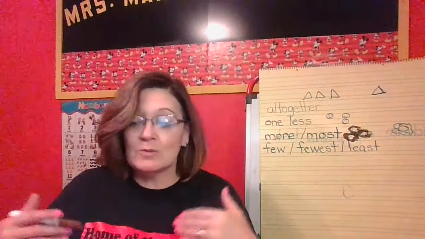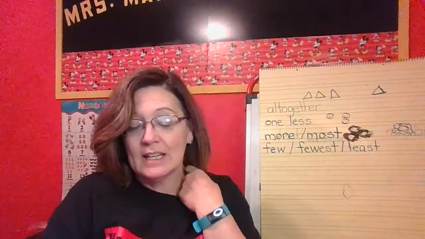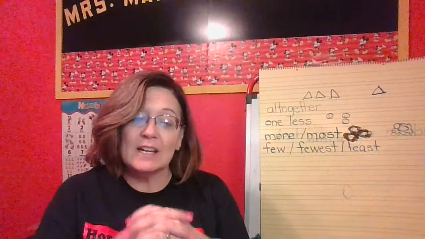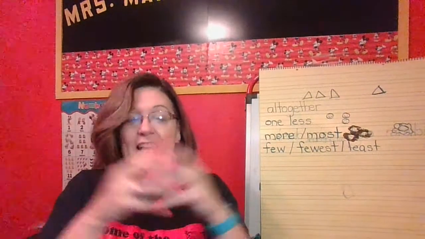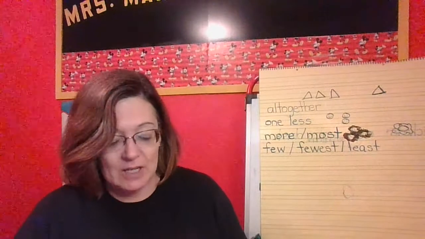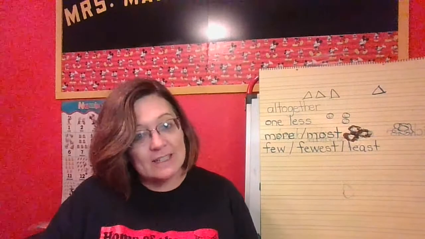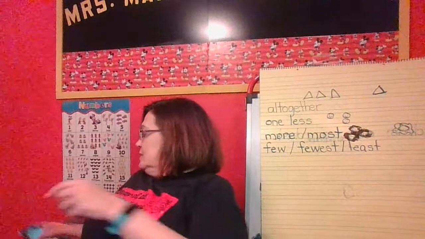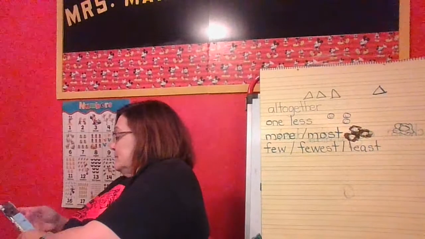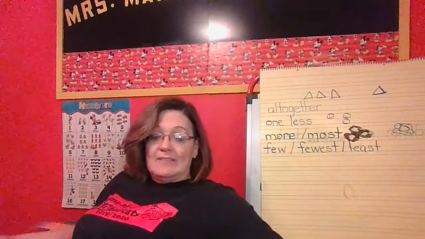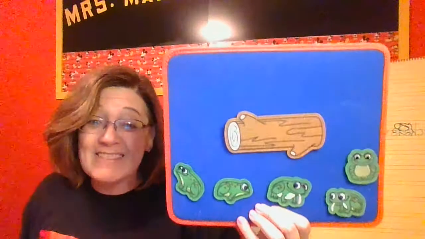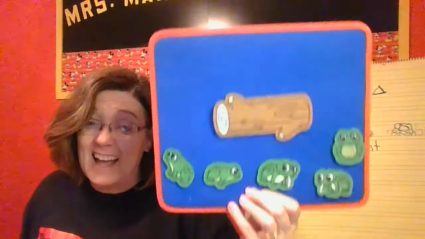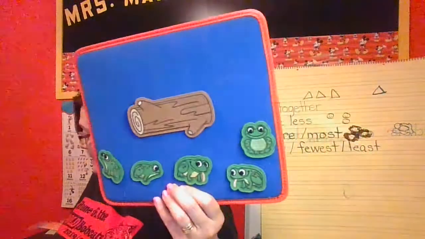So that's what we're talking about. We're talking about putting amounts together and taking away. And the fancy words are addition and subtraction. We have a really fun song. I'm going to put the song on so we can listen to it. Here we go. And I have a little board I'm going to be sharing with you. I have the little speckled frogs and I have the little log. So let me get this ready.